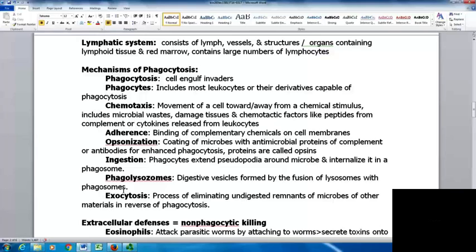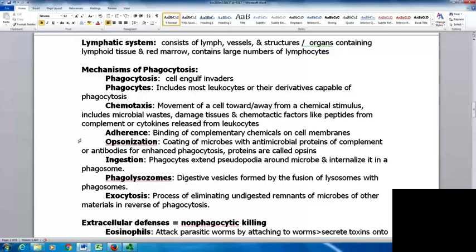Chemotaxis is the movement of a cell towards or away from a chemical stimulus. This includes microbial waste, damaged tissues, and chemotactic factors like peptides from complement or cytokines released by the leukocytes. Adherence is the binding of complementary chemicals on cell membranes.